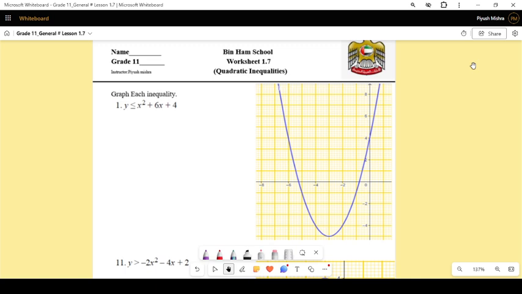Today we are going to learn lesson number 1.7, quadratic inequalities. This lesson is going to be very easy if you know how to draw the graph. You have already done how to draw the graph in lessons 1.1 and 1.2. So firstly, you need to know how to draw the graph.